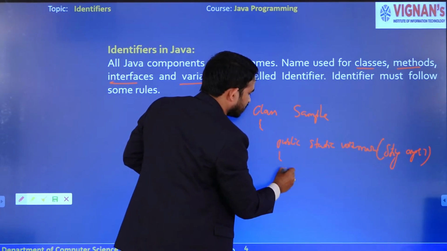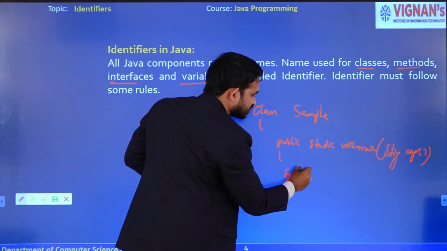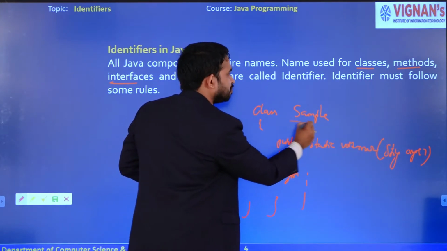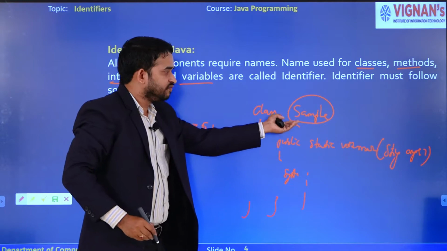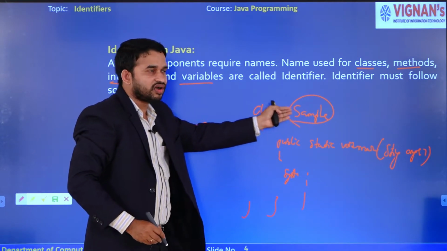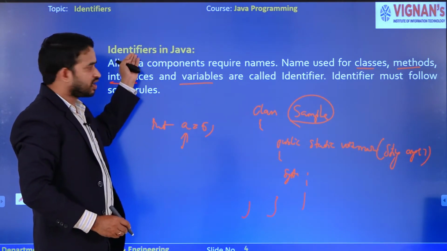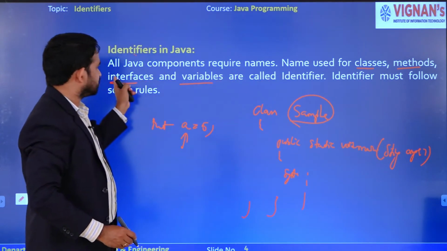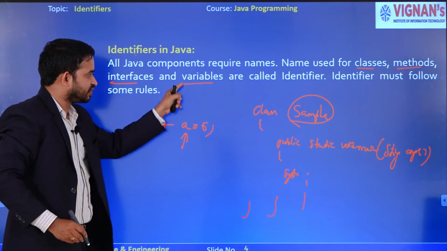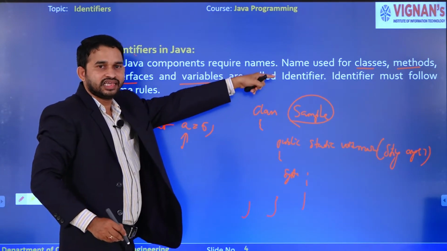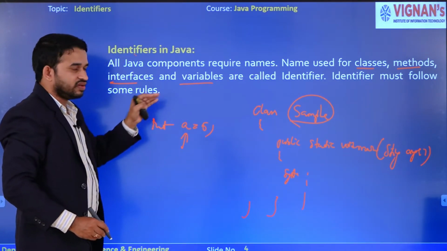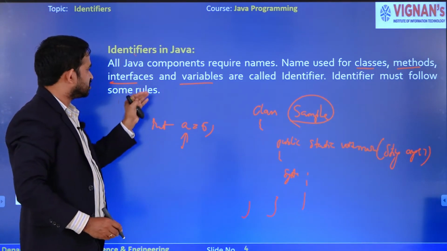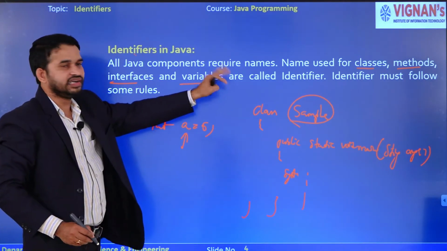Okay, here we are writing System.out.println with some statements. Here, Sample is the name of the class. Here we are assigning a name, right? This one we call an identifier. So we are giving names to classes, methods, interfaces, and variables. This is an example of a variable. This is an example of a class. Same with methods. So the names given to classes, methods, interfaces, and variables are called identifiers.